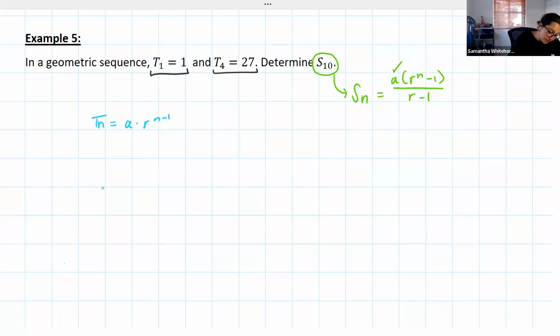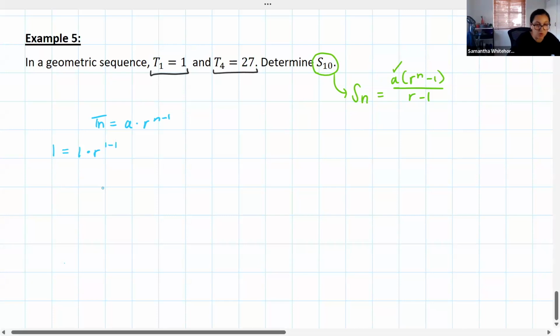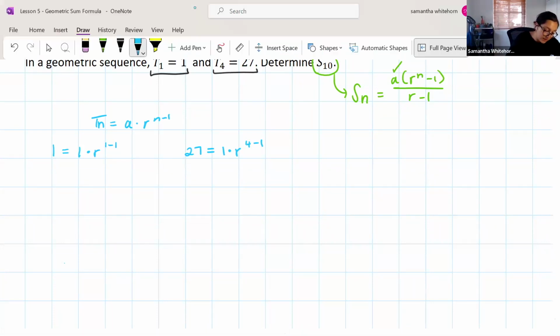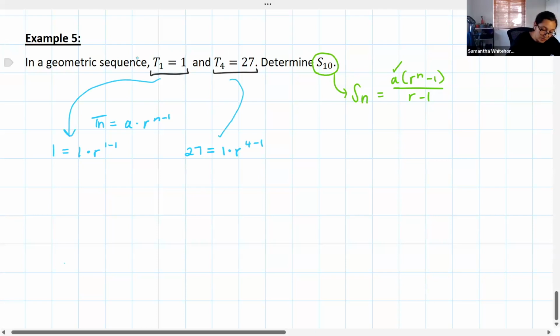If I sub in for term 1, the value of term 1 is 1, which equals A, which we know is 1, times R to the power N minus 1, where N is 1. I'll come back to that in a second. If I sub in term 4, 27 is equal to A, which we know is 1, times R to the power 4 minus 1, because it was the fourth term. So all I'm doing here, guys, is taking term 1 and term 4's information that I was given and substituting it into my TN formula.